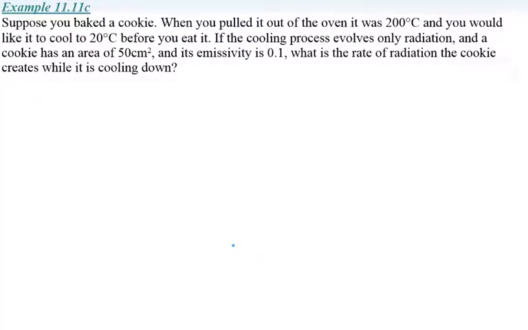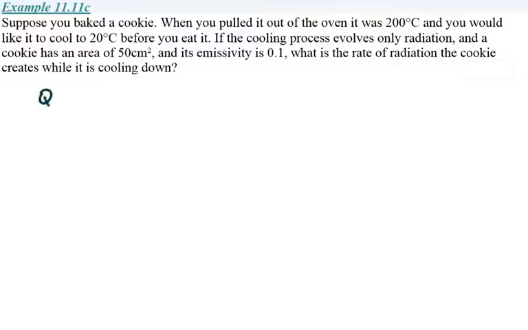So in this question, they say, suppose you baked a cookie. When you pulled it out of the oven, it was 200 degrees Celsius, and you would like it to cool down to 20 degrees Celsius before you eat it. If the cooling process involves only radiation, and the cookie has an area of 50 centimeters squared and its emissivity is 0.1, what is the rate of radiation the cookie creates while it is cooling down? So let's use the formula that we just saw.